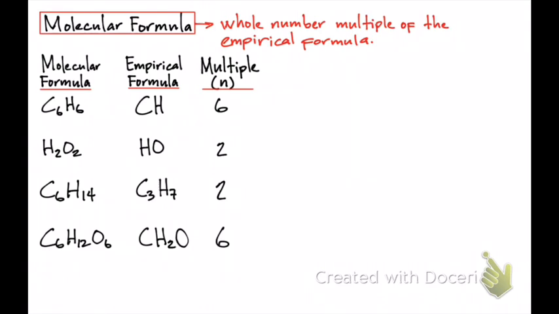Right? So they're multiples of the empirical formula, because when you multiply its multiple by the subscripts of each element, you get the molecular formula. So 6 times 1 for carbon, you get C6. 6 times 2, you get H12. 6 times 1, you get O6. So that's what it means by a whole number multiple of the empirical formula.